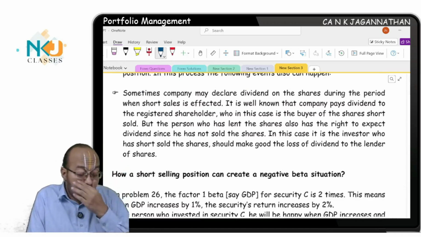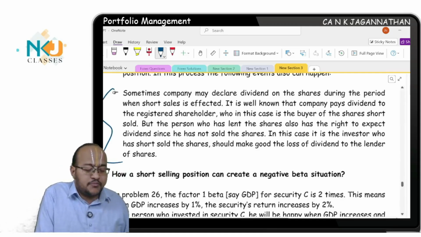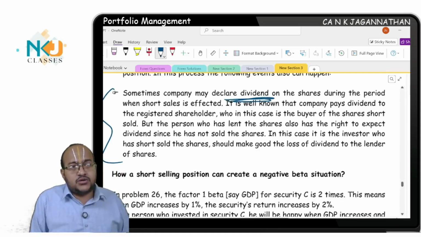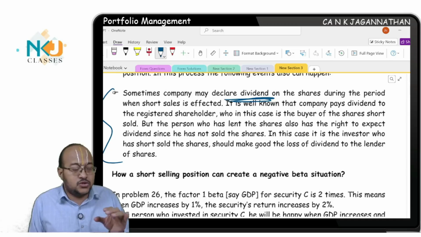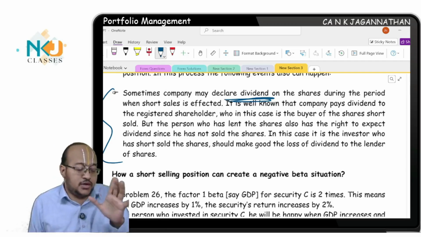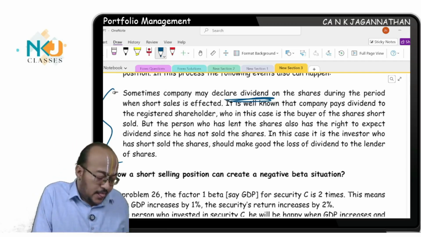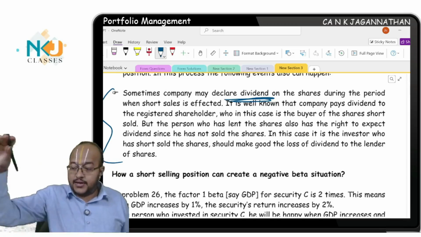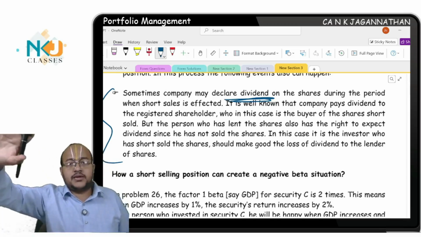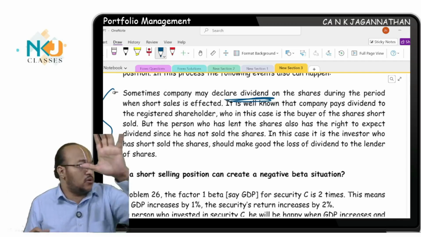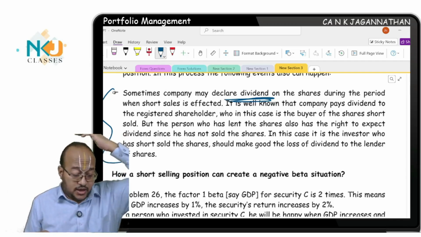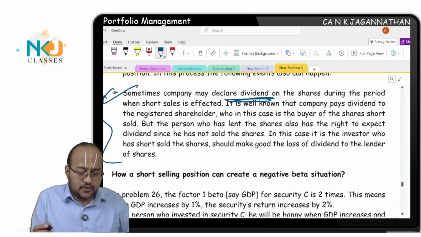Now, what will happen? Sometimes the company may declare a dividend. In this case, you tell me, the dividend is being declared. Since you sold the shares initially at the cum-dividend price, you have to compensate the lender. The lender, you have to pay the dividend. If at all the company pays a dividend in between, that dividend you should compensate to the lender. Anyway, these things have been given in notes, no issue.